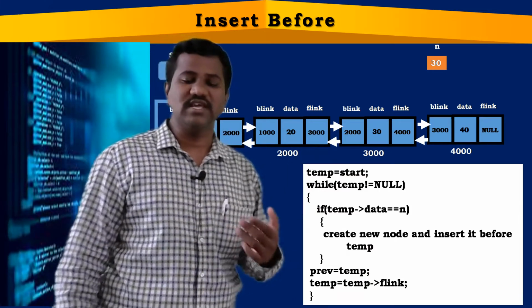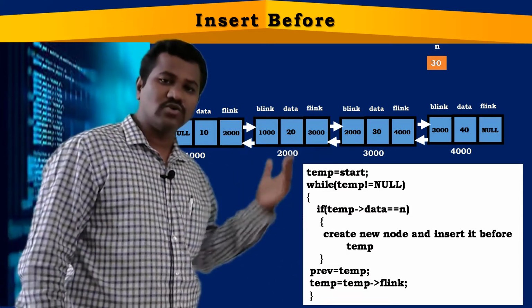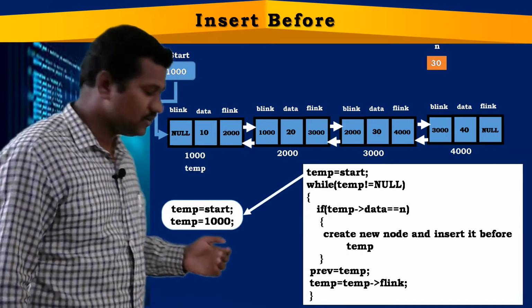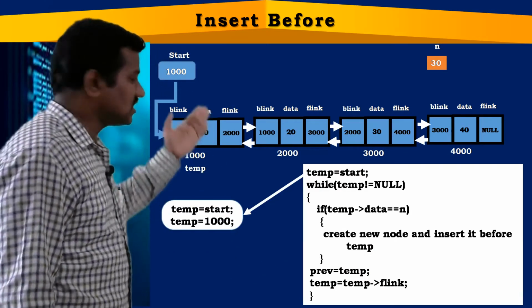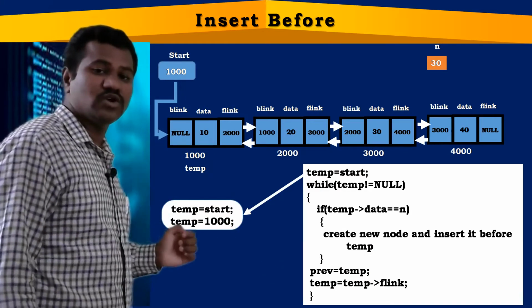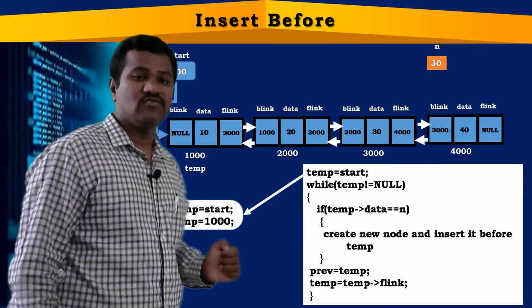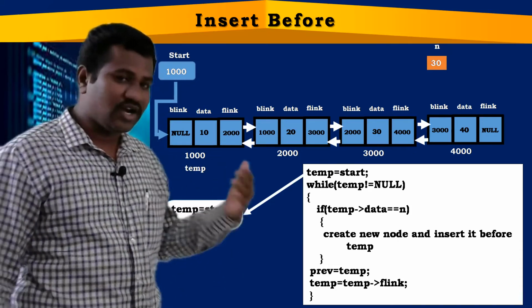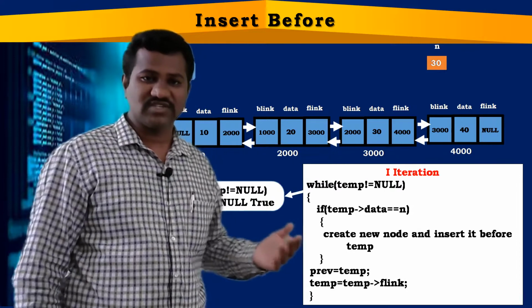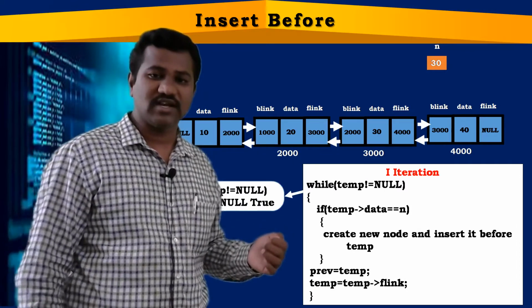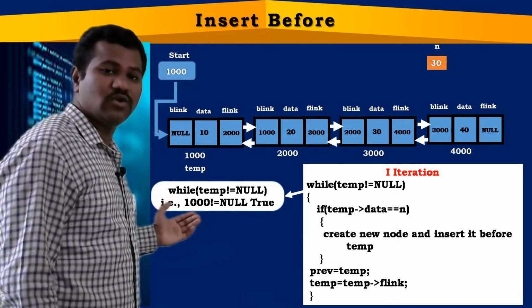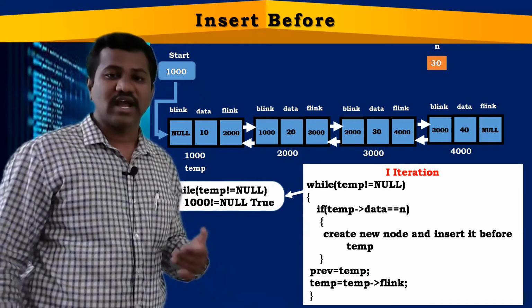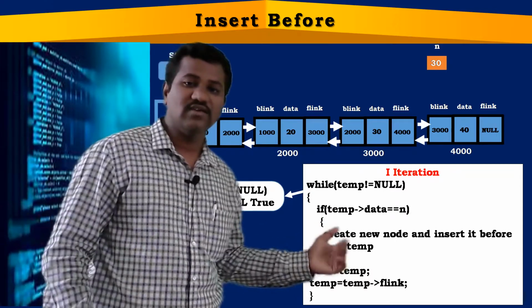First, in order to visit from the first node to the last node, I'm taking a temporary variable. And the temporary variable is assigned with start. Start contains 1000. 1000 has been stored in temp. Your temp is pointing to the first node. After that, we need to enter into this while loop. That is the first iteration. We are going to check whether temp is not equal to null. Temp is actually pointing to 1000. 1000 not equal to null means the condition is true. Condition true means it enters into this while.